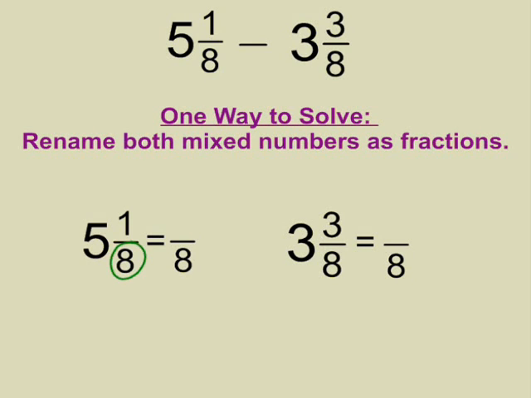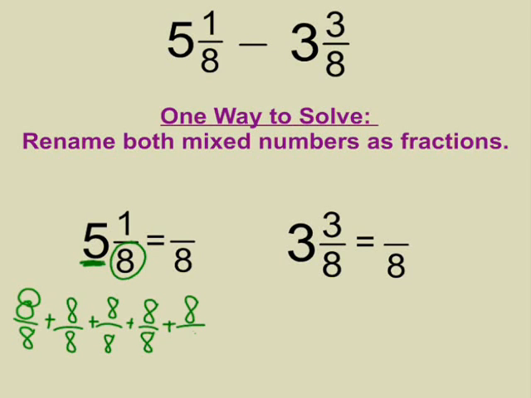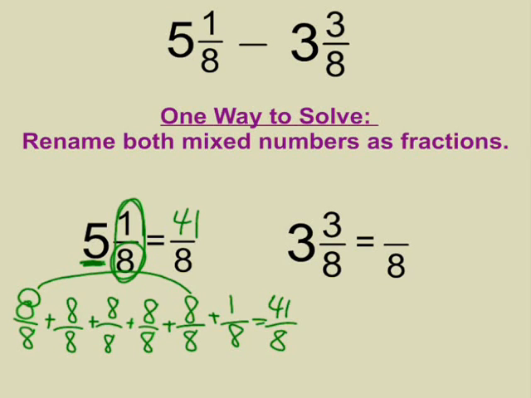We know that 8 is the whole, and we have 5 wholes. So we would have 8 eighths plus 8 eighths plus 8 eighths plus 8 eighths plus 8 eighths. But I can't forget my last one here that I have 1/8, and it'll be plus 1/8. So if I added all these together, I would have 8 five times, which we could multiply. 8 times 5 is 40, and then 40 plus 1 would be 41, and my denominator stays the same. So 5 1/8 is the same as 41 eighths.